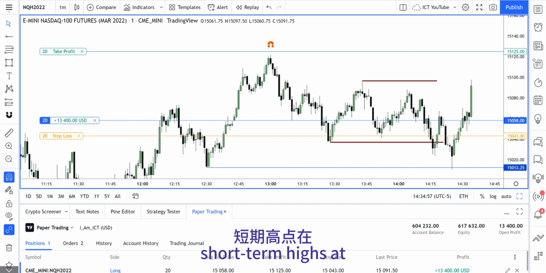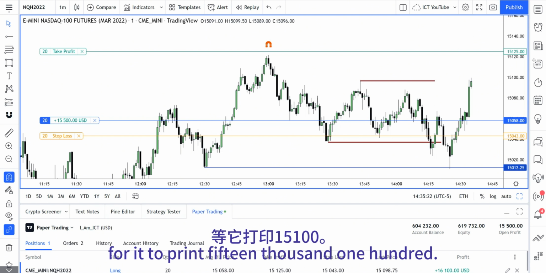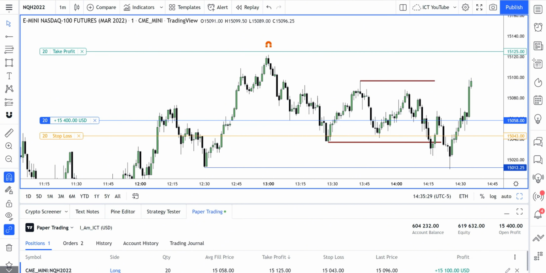Okay, short-term highs at 15,000. I'm waiting for it to print 15,100. I'm watching how price behaves once it takes out that 15,100 old high.